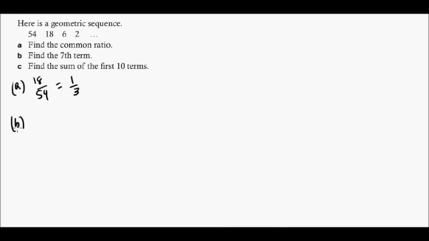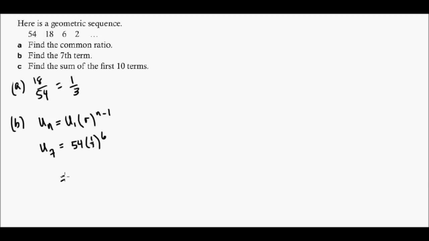So if they want us to find the 7th term, now we're going to use the formula: the nth term equals the first term times the common ratio, which is what we just found, to the n minus 1 power. So again, for the seventh term, we'll just do 54 times 1/3 to the n minus 1, so it's going to be 7 minus 1, to the 6th power.